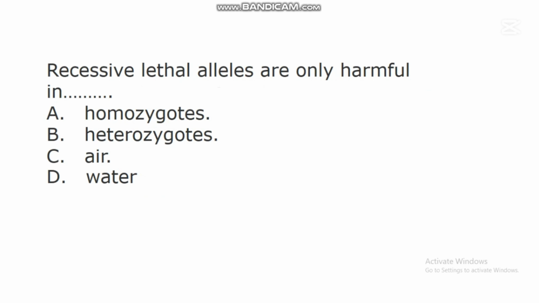The next question says, recessive lethal alleles are only harmful in dash. A. Homozygotes. B. Heterozygotes. C. Air. D. Water. In this question, the correct answer is A. Homozygotes.